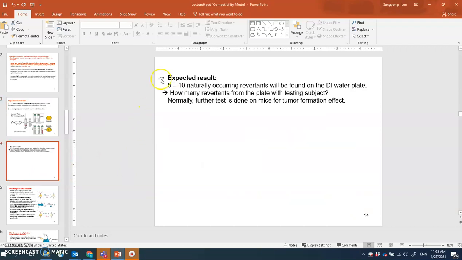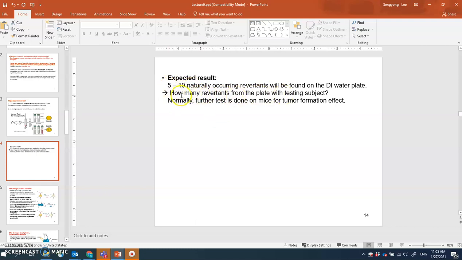Normally the expected result is that, naturally, mutations happen inside of a cell. So naturally, 5 to 10 reversions are normally found even from the control, where the cells are exposed to deionized water. So compared to that, how many more reversions do you see? Do you see maybe hundreds of reversions, or do you see the same amount? That's what you're going to compare.